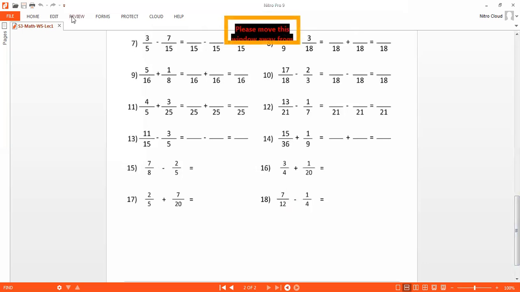Okay. Number 13. Yes. 11 over 15 minus 3 over 5. 3 over 5 times 3, excellent. Equals 11 over 15. Bravo. Minus 9 over 15. Excellent. And now? Equals 2 over 15. Perfect, Malak.